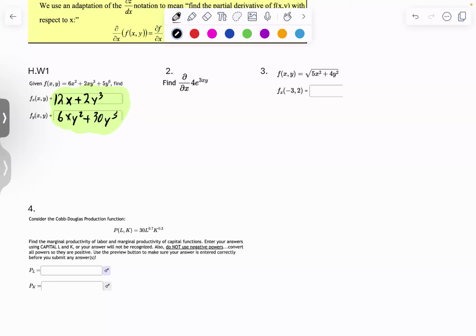For number 2, we're taking the derivative with respect to x. This becomes 4e to the 3xy. But when I do chain rule, with respect to x, that means derivative of x is just 1. So this just leaves me with a 3y left. So we end up with 12y e to the 3xy. That is my final answer there.